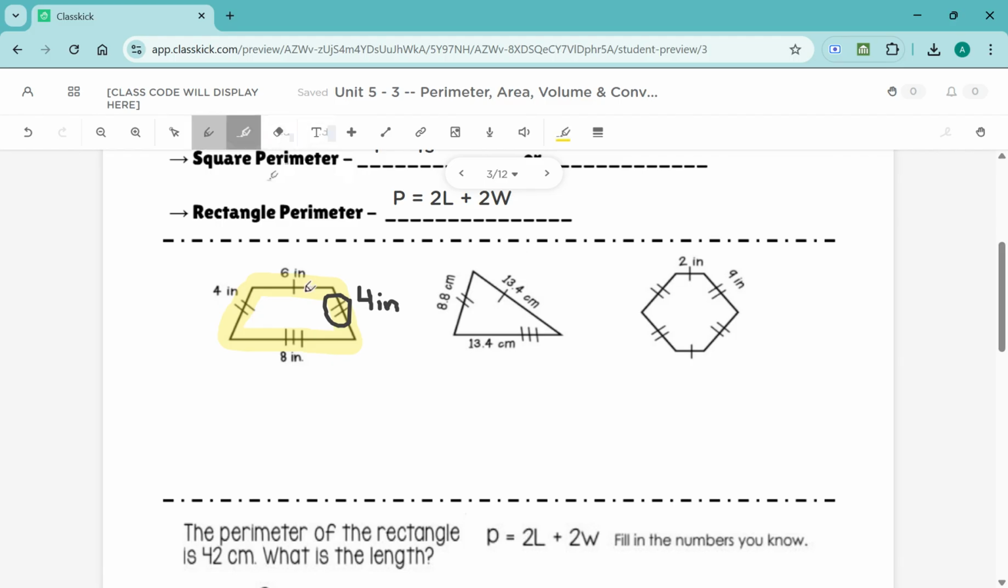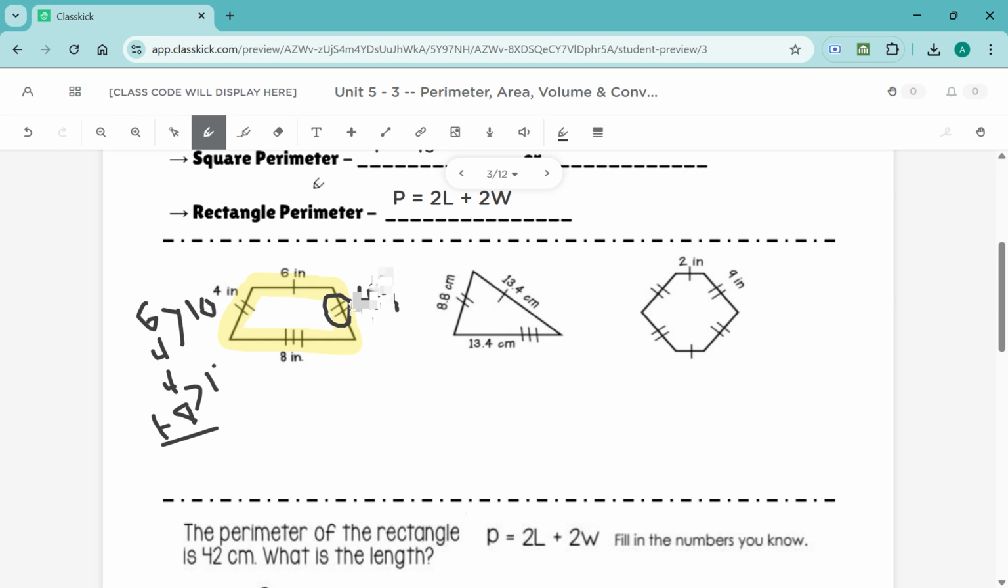Perimeter is the total distance around. I would add all of these numbers up together. So 6 plus 4 is 10, and 4 plus 8 is 12. And then I'm going to add those together, and we get 22. 22 inches. Right? They're congruent sides.